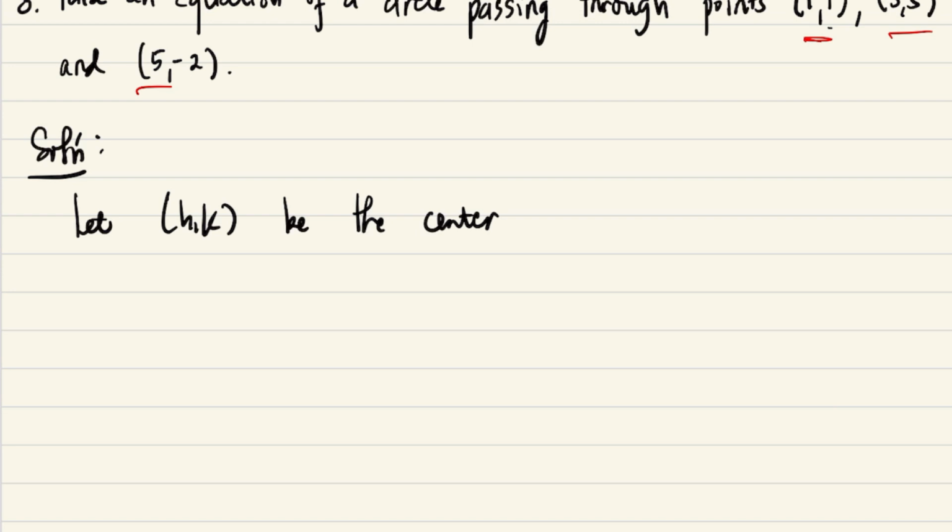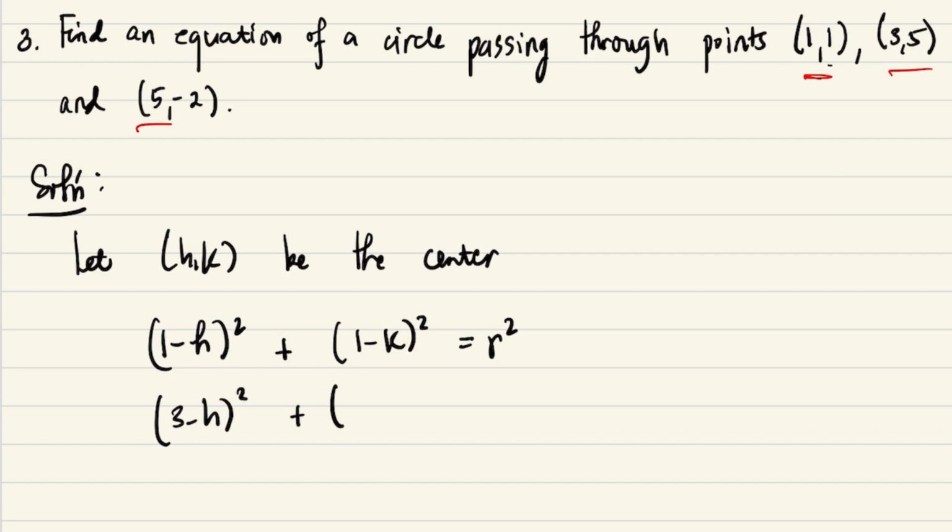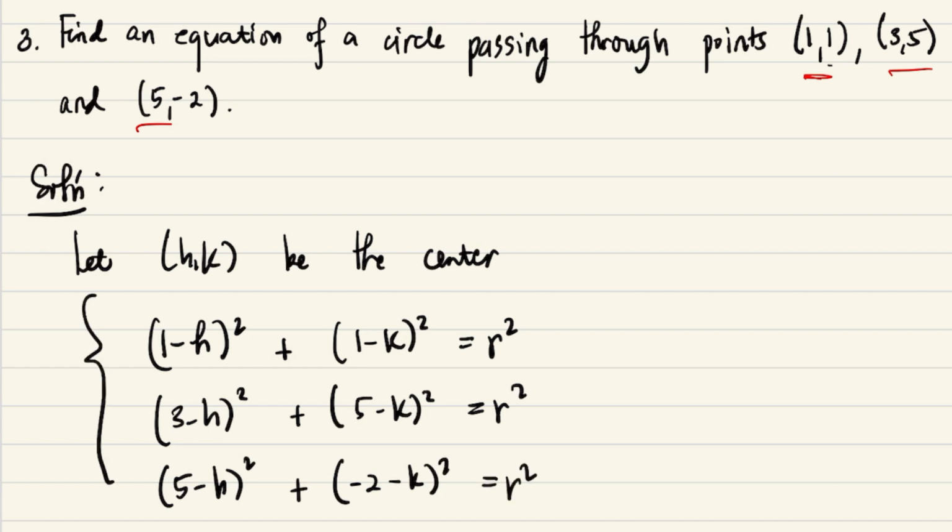So starting with the point (1, 1), that means you would have (1 minus h) squared plus (1 minus k) squared equals r squared. So that would be our first equation. If we check on (3, 5), we would have (3 minus h) squared plus (5 minus k) squared equals r squared. And lastly, I would have (5 minus h) squared plus (negative 2 minus k) squared equals r squared. So this would be now my system of equations.